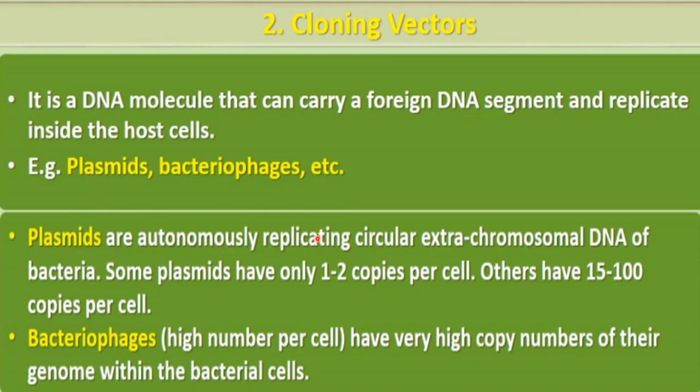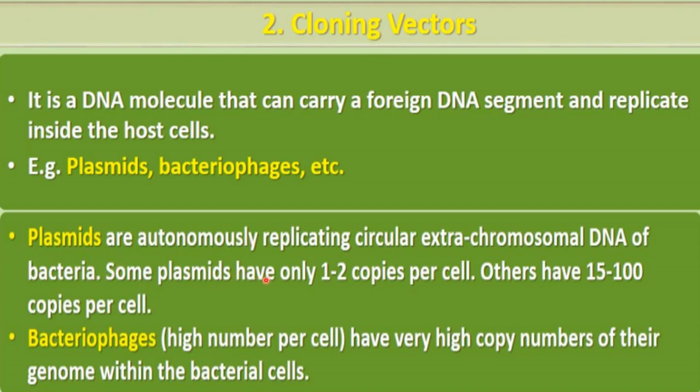Plasmids are autonomously replicating circular DNA, because plasmid DNA is always circular. These replicate themselves autonomously, and these are extra chromosomal DNA of bacteria. You know, chromosomal DNA is a different DNA present in bacterial cells, and plasmids are extra chromosomal DNA.